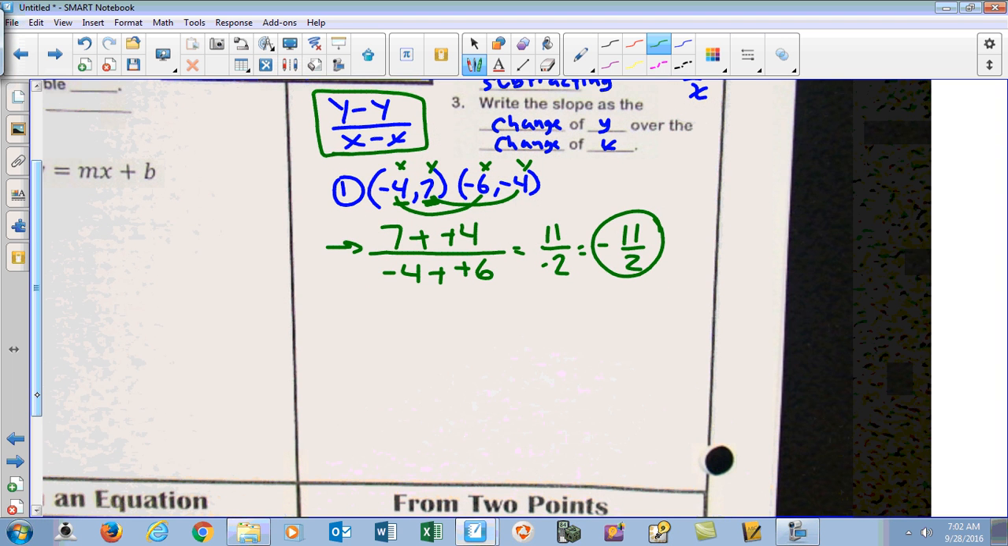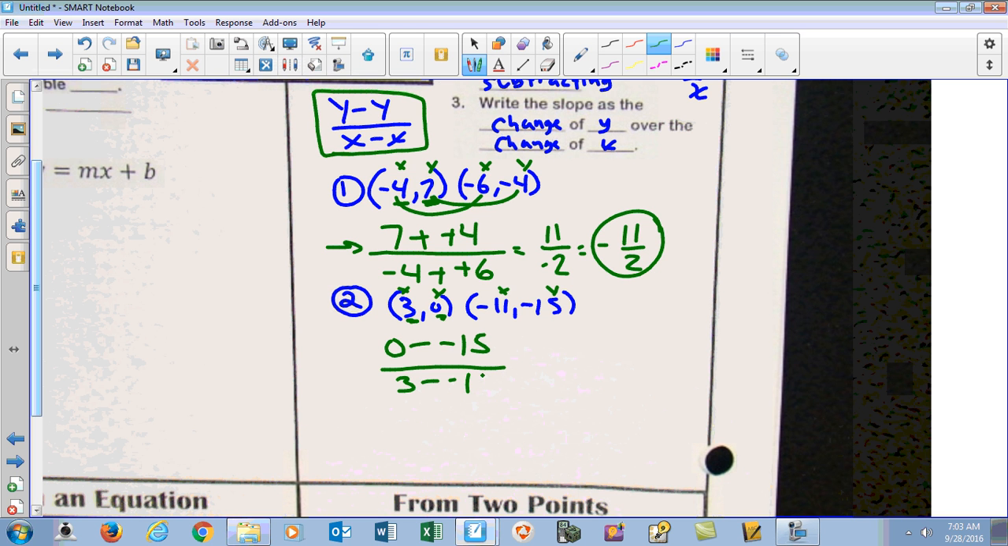Okay. I'm going to give you a few examples here. So number 2, we have 3, 0, and -11, -15. So again, mark your x and your y. Remember, x is always the first coordinate, y is the second one. All right. So if I start with 3, 0, I have to do the y first. So 0 minus -15. Okay. And then since I started with 0, my first x has to be 3. So 3 minus -11.